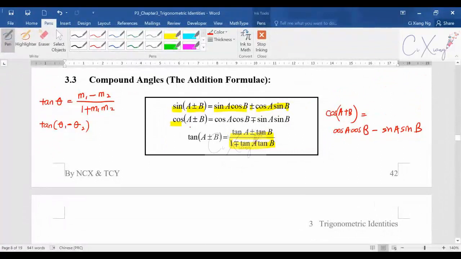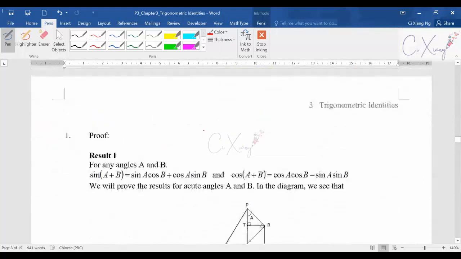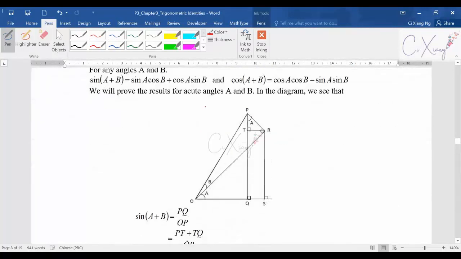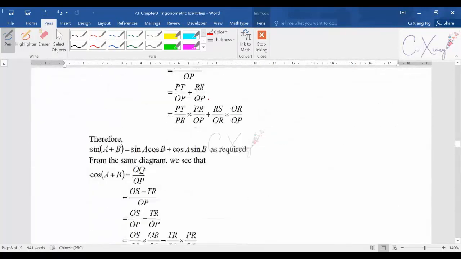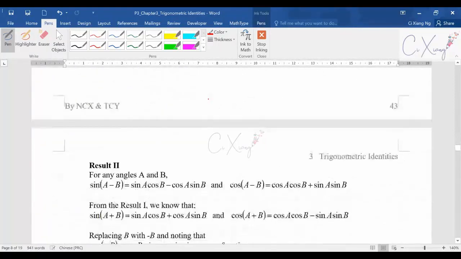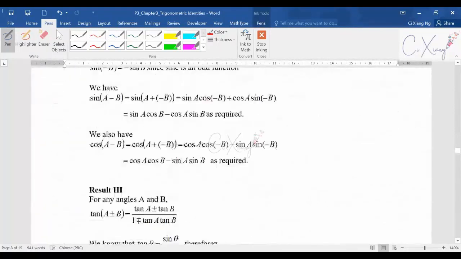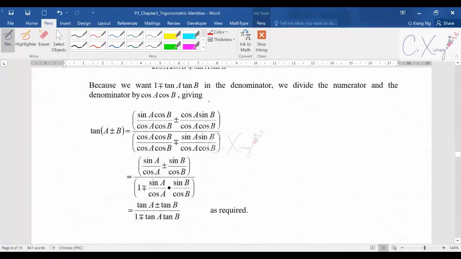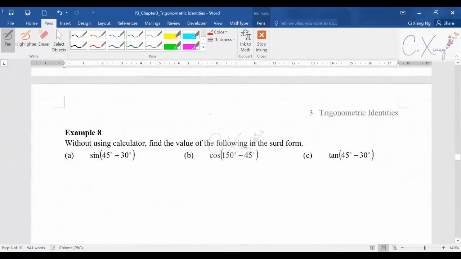These are the three identities that you should know for compound angle. Think of a way to memorize it. I didn't go and search for the best method. You can search on your own and see which one you understand best. For the proving part, I attached all the proofs here in detail. If you're interested, you can have a look. If not, you can skip the whole part, because they are not going to ask you about the proving in the exam.